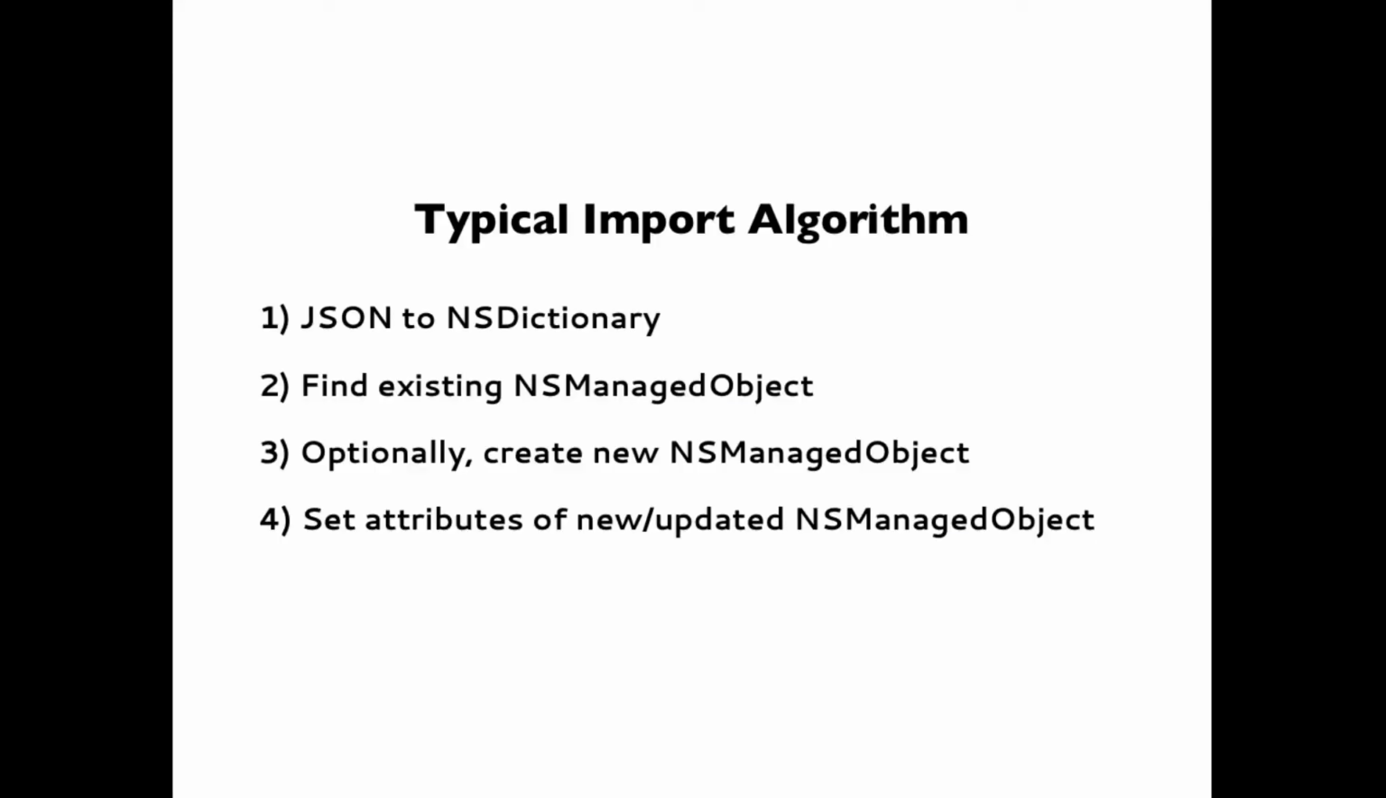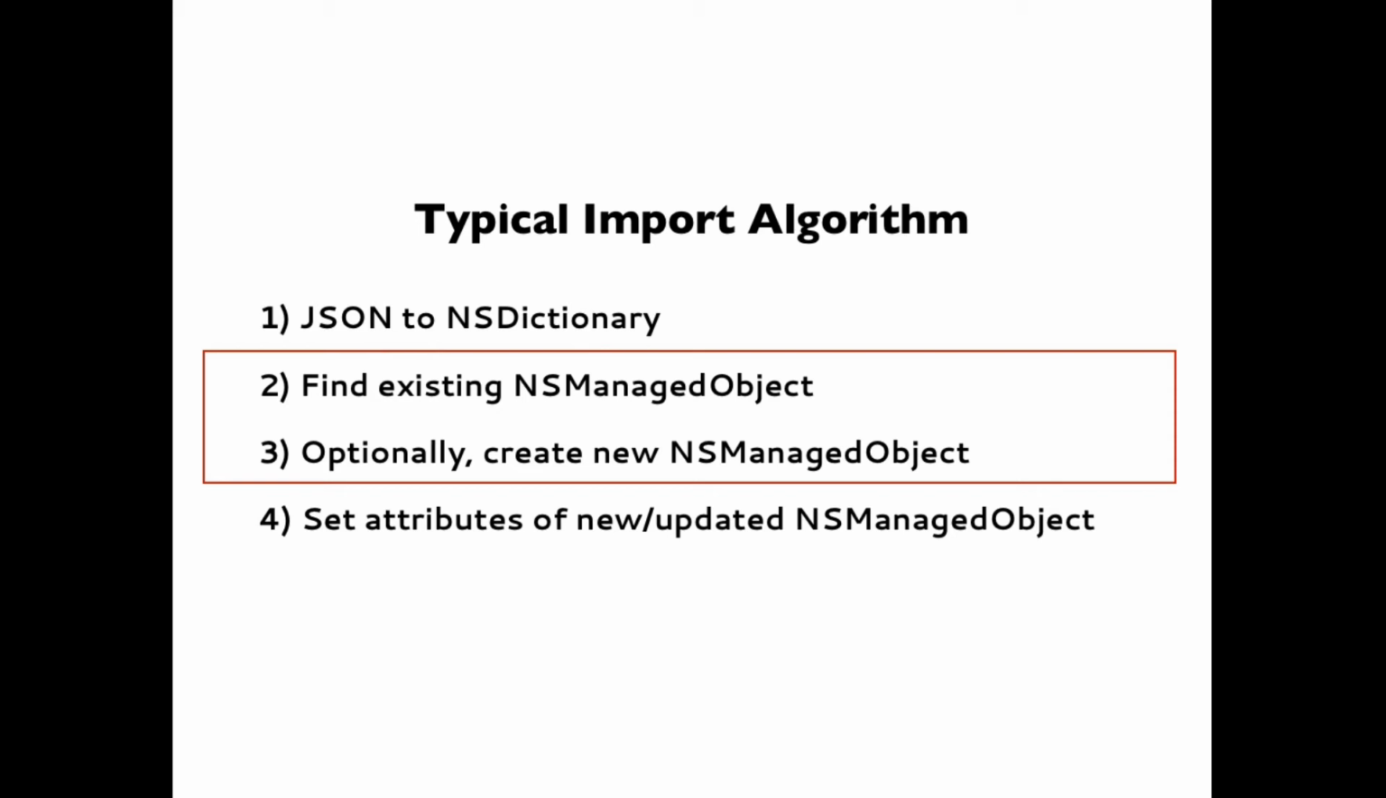And so to solve that long 5-minute import, we can look at the typical find-or-create import algorithm. So usually you've got JSON, you serialize it, you have NSDictionaries, and then you need to determine if it's a brand new object or it's something you already have. So you fetch your managed object from the store. If it doesn't exist, you create a new one, and then you set the attributes on the managed object. And really what's taking the most time in these steps is this find existing managed object or create process.